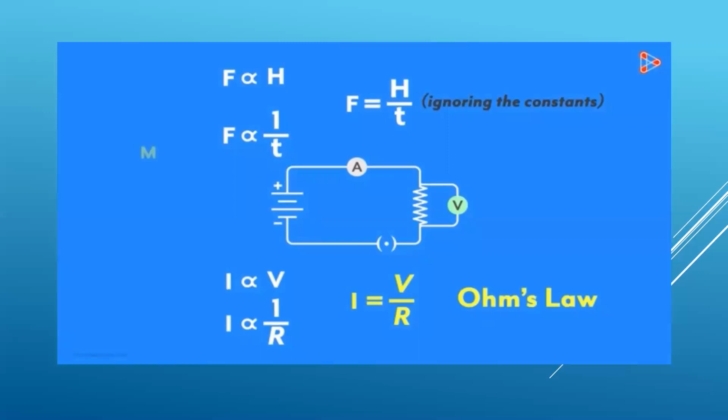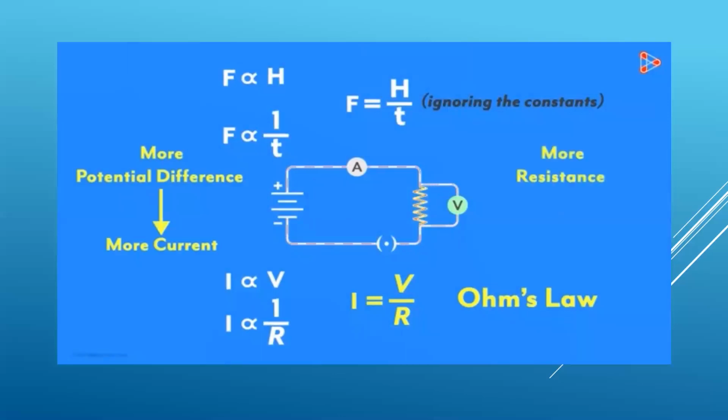If the potential difference between 2 points is more, the current flowing through it will be more. And if the resistance is more, the current flowing through it will be lesser. This is assuming that the other factors are constant. This is the basic concept of Ohm's law, and there are many different ways in which we can understand it. We will dive a bit deeper into this concept in the coming videos.